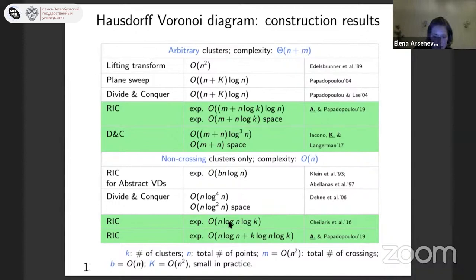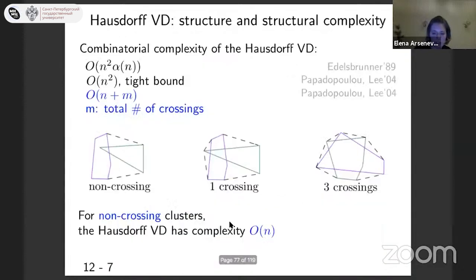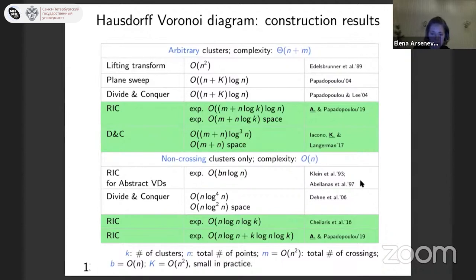Basically, the bottom line here is that if the clusters are behaving nicely, then you can compute it in n log squared n time. This additional multiplicative factor of log is what is questionable, whether it's needed or not, but nobody knows how to compute it faster. If your clusters are very interconnected, with many crossings between every pair of clusters, then it's more like quadratic time to compute it.